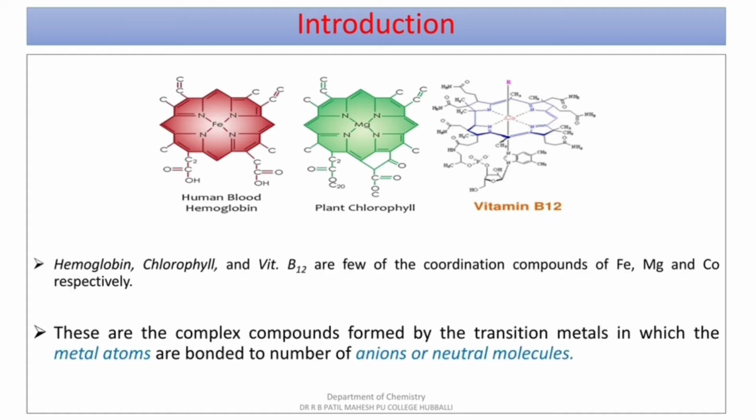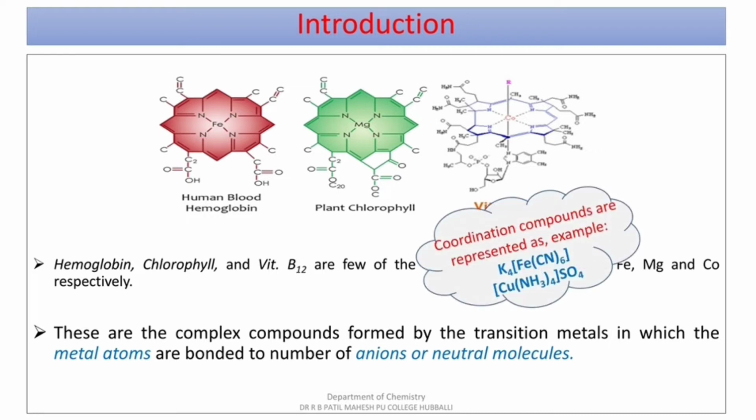Therefore, these coordination complex compounds are formed by the transition metals in which the metal atoms are bonded to a number of anions or neutral molecules which have a tendency to donate their pair of electrons to metal atom. The representation of coordination compounds, for example, K4[Fe(CN)6], [Cu(NH3)4]SO4.